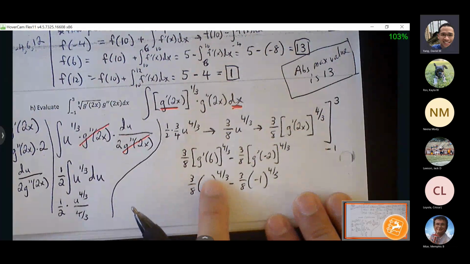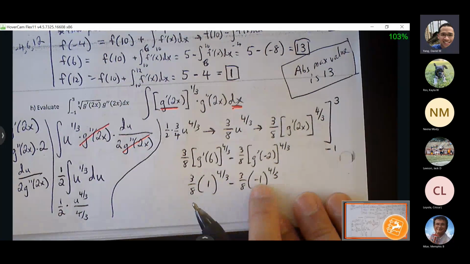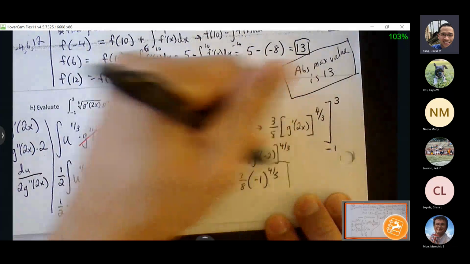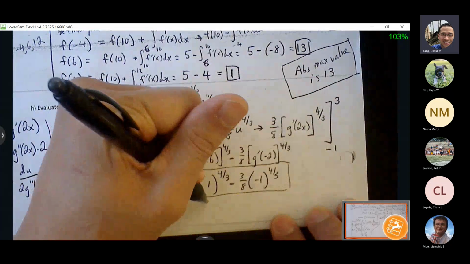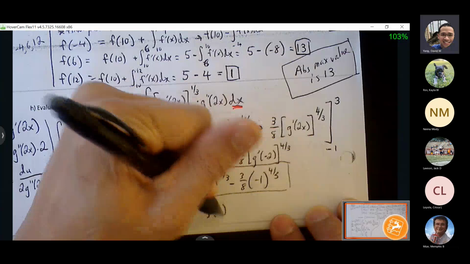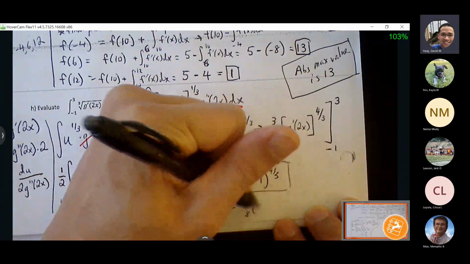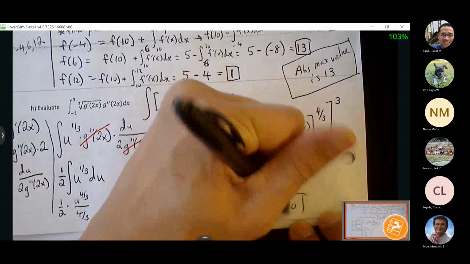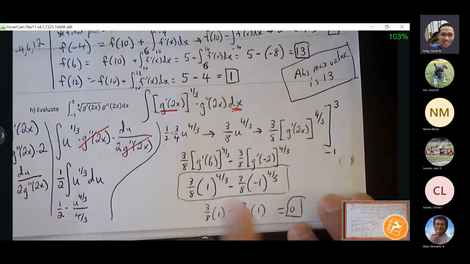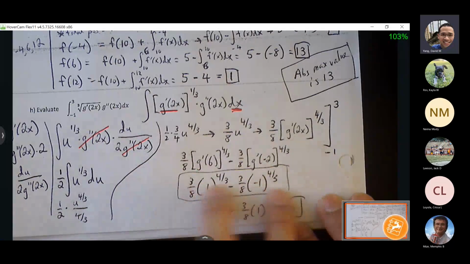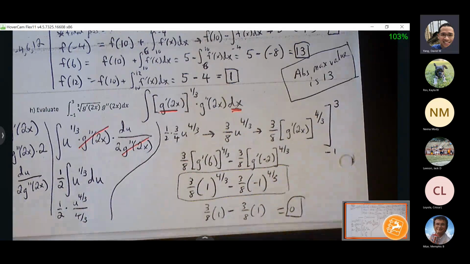Cube root of 1 is 1. 1 to the 4th is 1. Cube root of -1 is -1. -1 to the 4th is 1. You can leave your answer unsimplified. That's perfectly fine. Or you can make it all the way down to 3/8 minus 3/8, which is 0. So once you get everything resolved, you don't have to clean up if you don't want to.